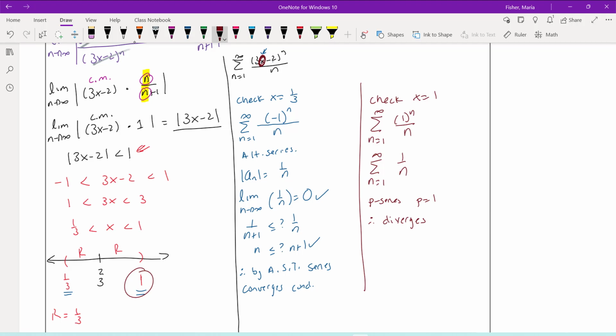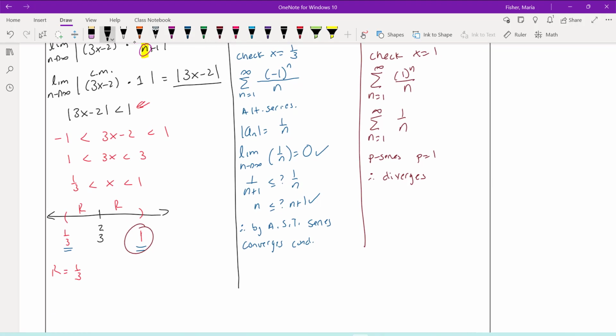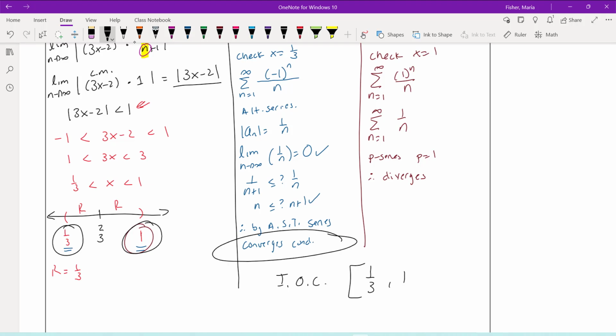Now we have all the information that's necessary to find our interval of convergence. Because the interval of convergence, remember, were the two numbers 1/3 and 1. At 1/3 we converge, that gets a bracket. At 1 we diverge, that gets a parentheses.